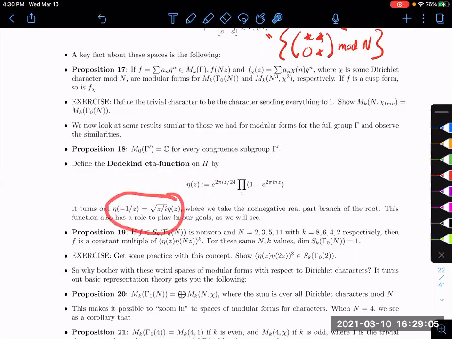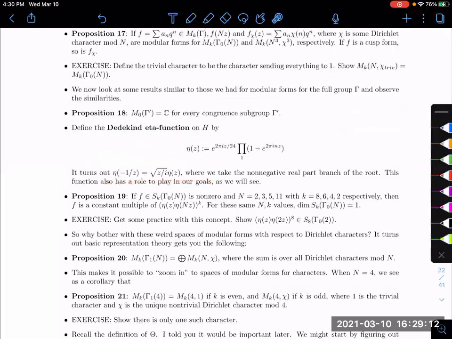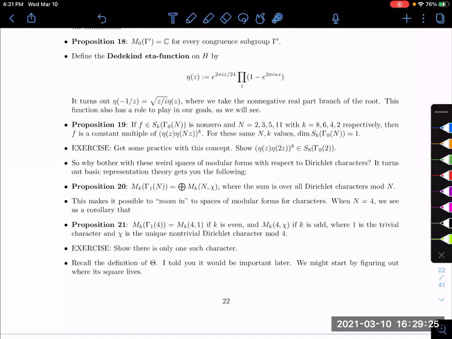I showed you last time, or I told you last time, this also has a functional equation, much like the theta function. And here it is. So eta of negative 1 over z is radical z over i times eta of z. You can check that if you want. This function also, like the theta function and like big theta, will have a role to play. And here's the role right now.